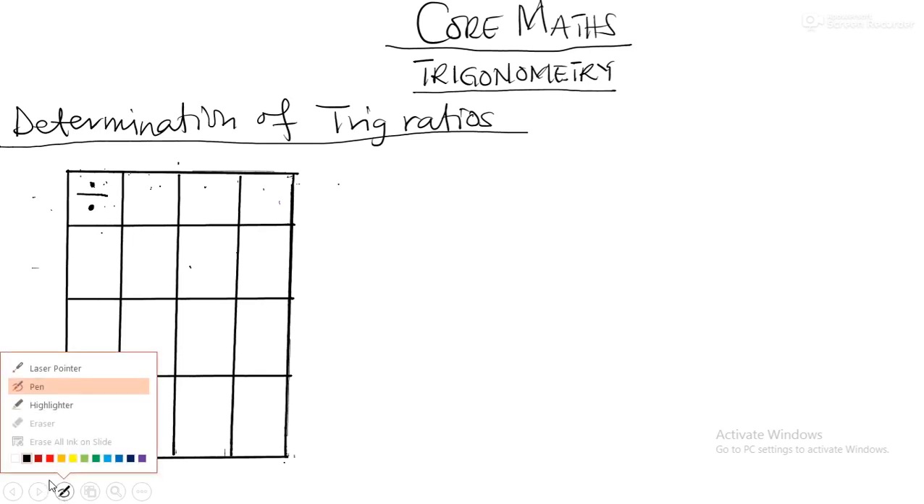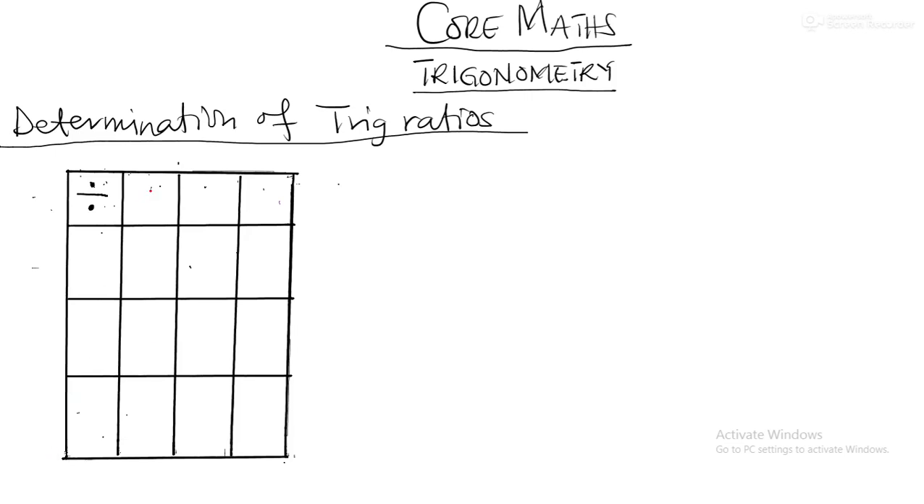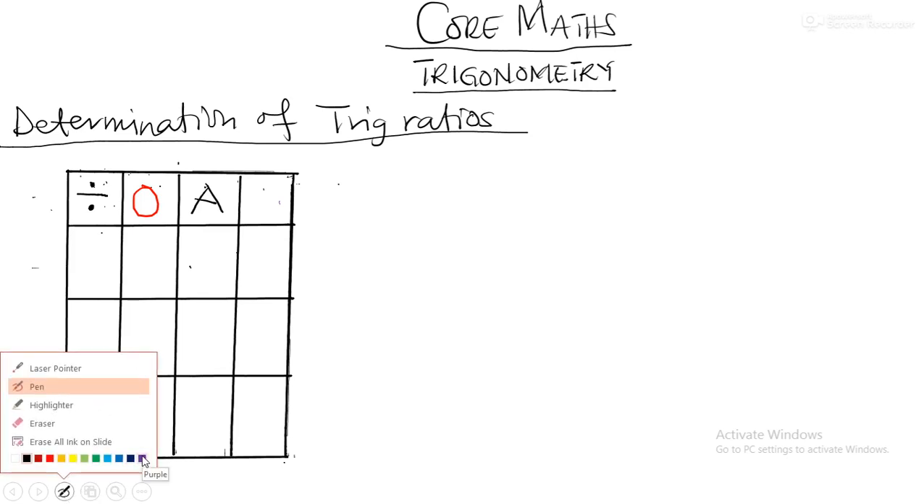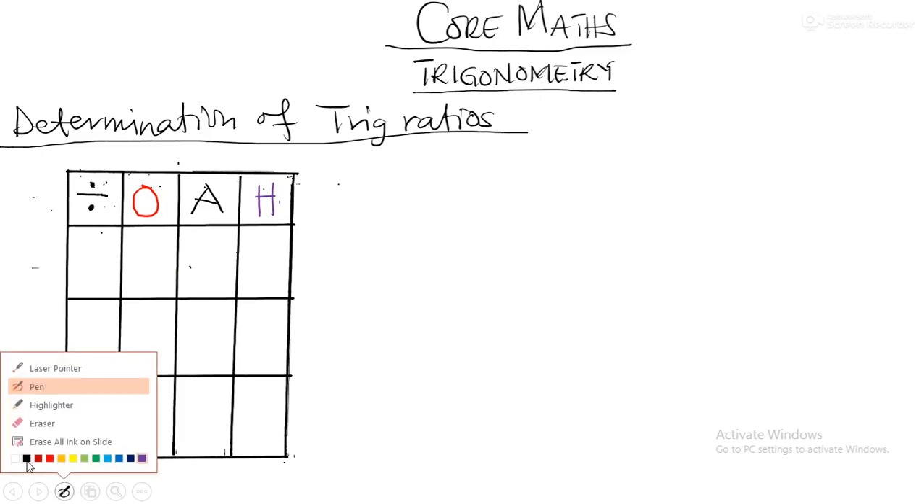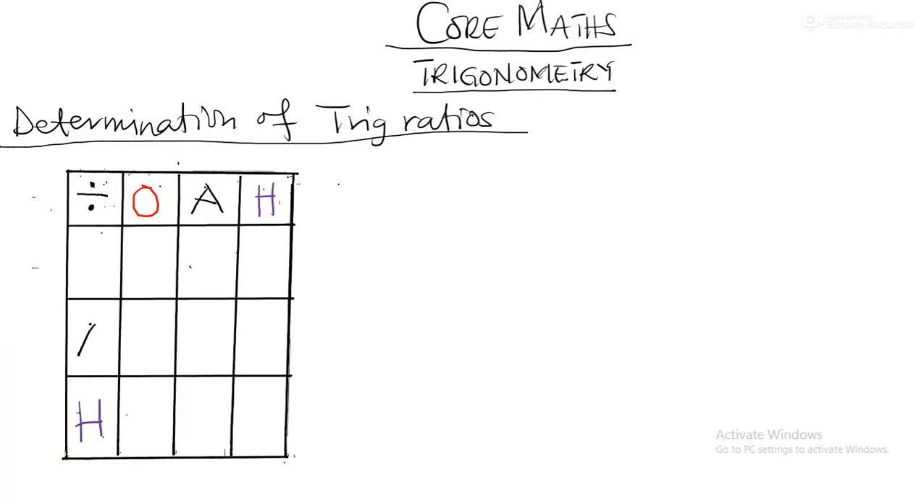I want to choose different colors to represent it. I'm choosing this one for the opposite, then this one for the adjacent, then this one for the hypotenuse. Good. So let me come here. This will be the hypotenuse, this will be the adjacent, and then this one will be the opposite.